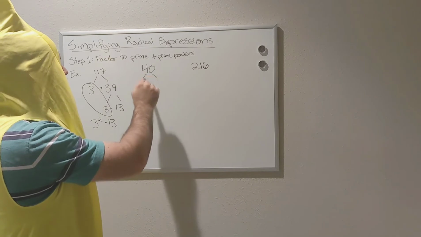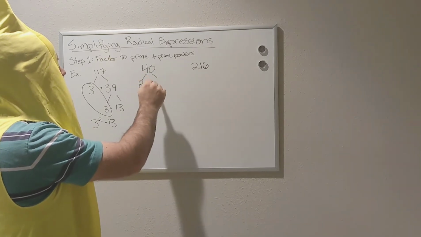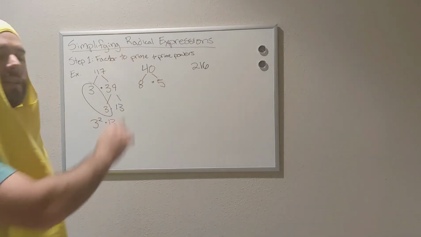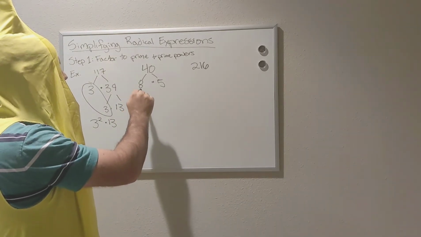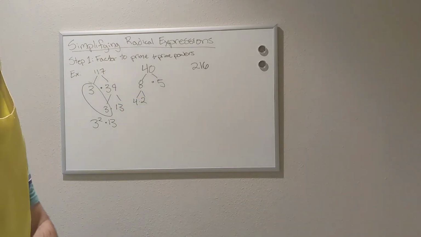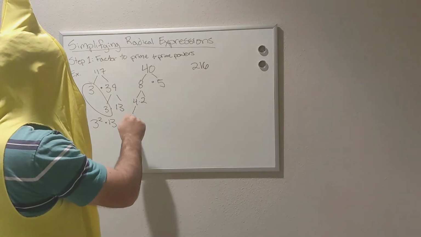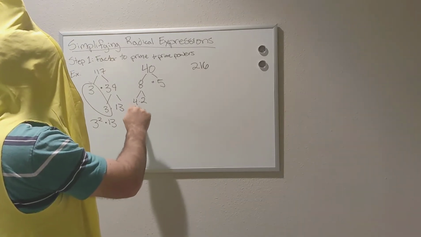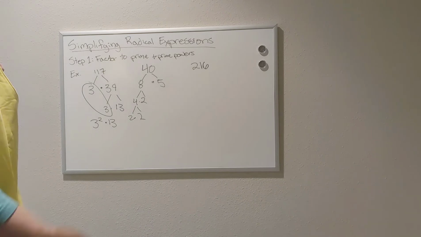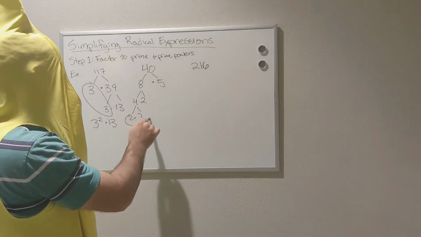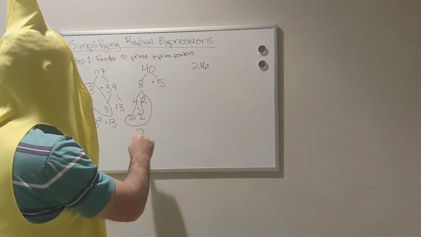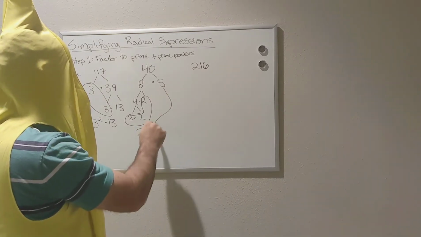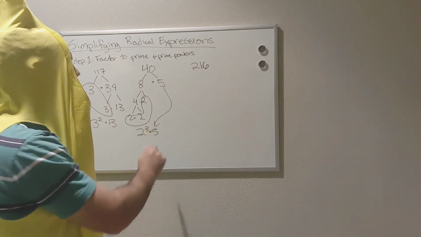Moving on to 40. We can see that 40 factors as 8 times 5. 8 factors, of course, again into 4 times 2. And 4 factors as 2 times 2. Now, let's count up the total number of factors that we have that are alike. That, in this case, is the 2s. We have 3 2s. This number is going to factor as 2 cubed times 5.